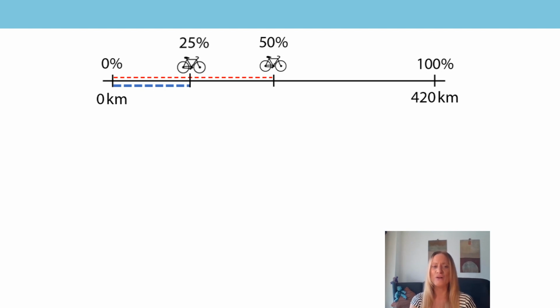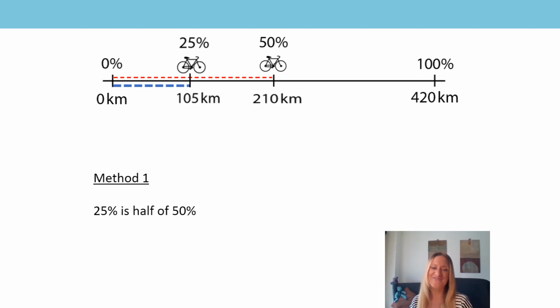So I asked you, how do we know what 25% is? Did anybody do this method? Did you say that 25% is half of 50%? It's true, isn't it? We can see that on the number line. We can see that 25% is halfway in relation to 50%. So what would that value be? It would be 105. Fantastic, because a half of 210 is 105. Good. Well done if you used method 1.